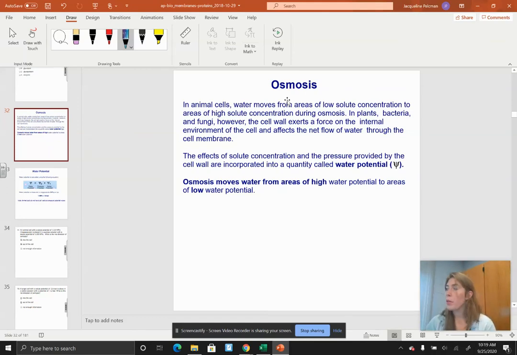Osmosis. A lot of you have heard of osmosis, but you might not exactly remember what it is. Osmosis is the diffusion of water, and water will always move from areas of high water potential to areas of low water potential. A lot of times, you can think of this like a tube of toothpaste. I have a tube of toothpaste.